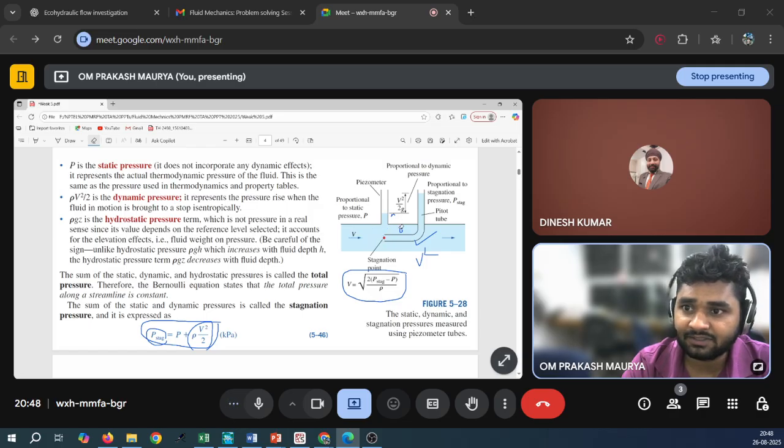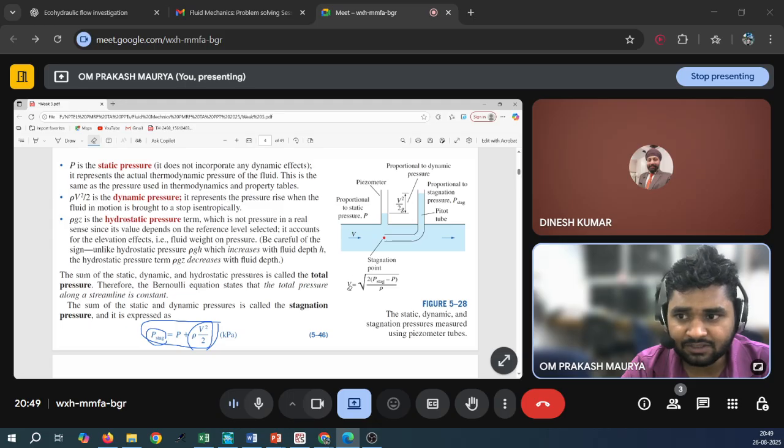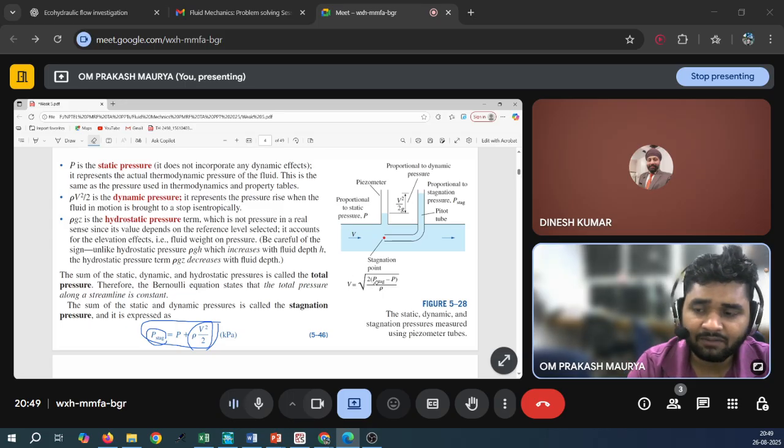Here you can see the static head, which we measure using the piezometer. The P value is given as 5, and the stagnation value is given in terms of pressure, but the final answer in the question is asked in terms of meter, so divide by rho g. Once you divide by rho g, you will get meters. The stagnation pressure you can measure with this pitot tube. So using this, this is the formula.